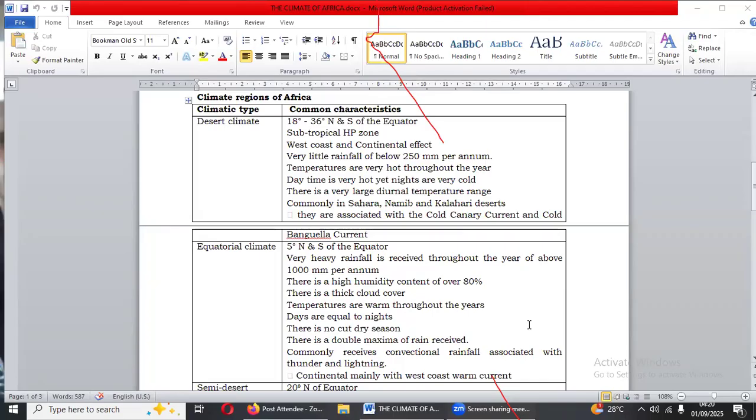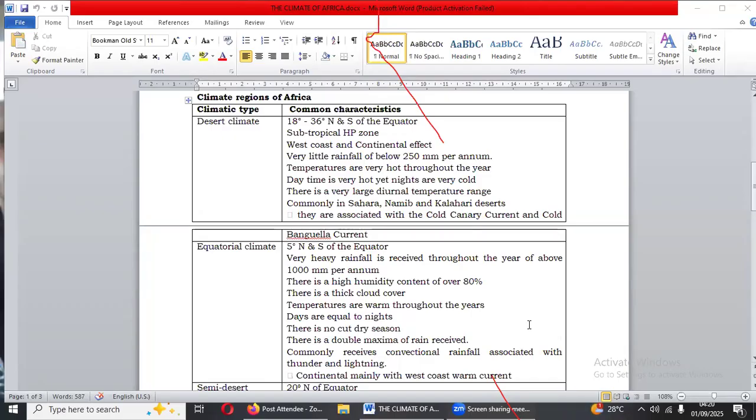Thank you so much. Then we are having that it is in the northwest, north and south of the equator or subtropical HP zone. Whenever you want to look for the desert climate, let's first check in the north and south of the equator. And we all know that the equator crosses Africa or divides Africa into two. Then we're having west coast and continental effect.